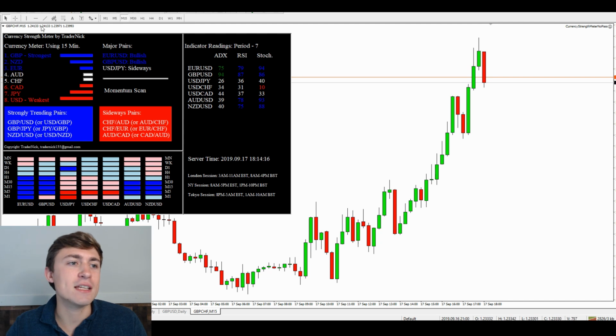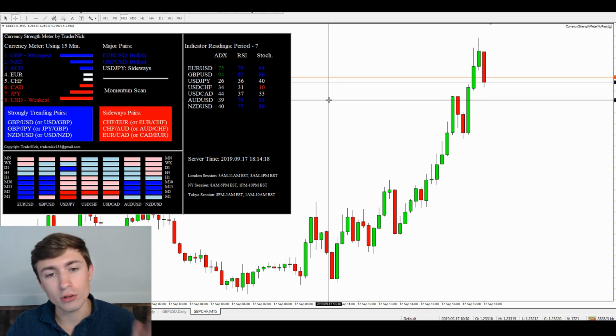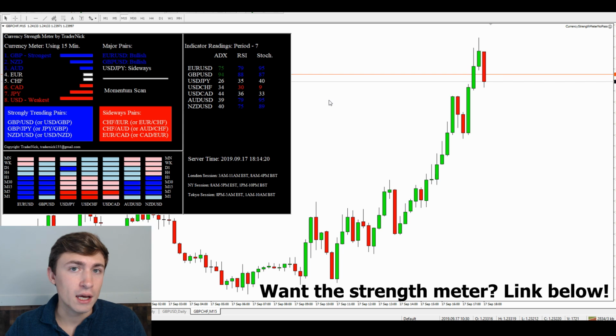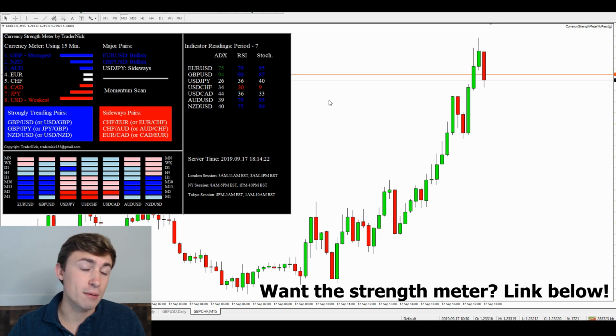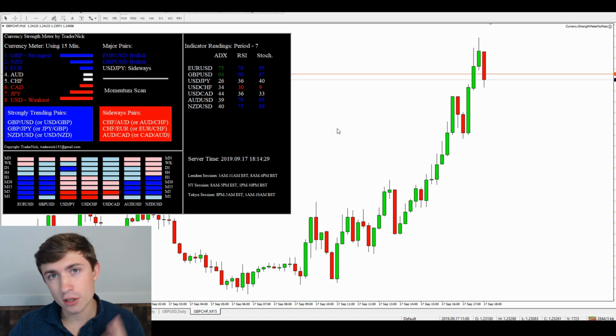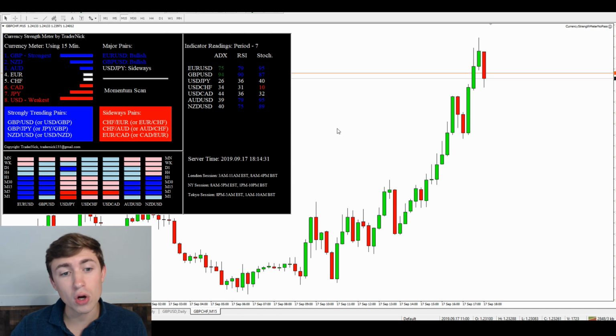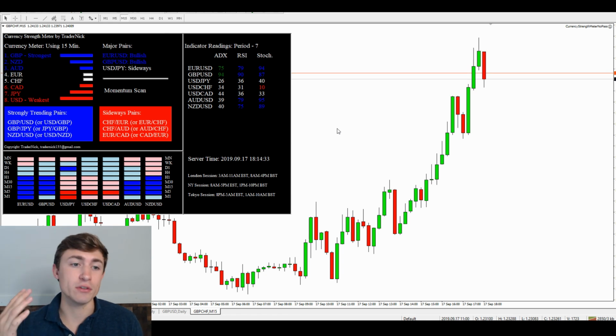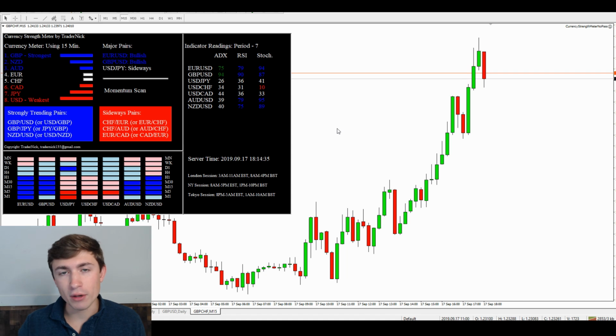So one of the things you can see here, this is the currency strength meter. If you don't know what this tool is, this is a tool that I built by myself. It is a MetaTrader 4 platform tool. And what it will basically do is sit here on the chart and look at the market, and it will determine which currencies are moving the strongest, which ones are trending, which ones are sideways, all of that good stuff.